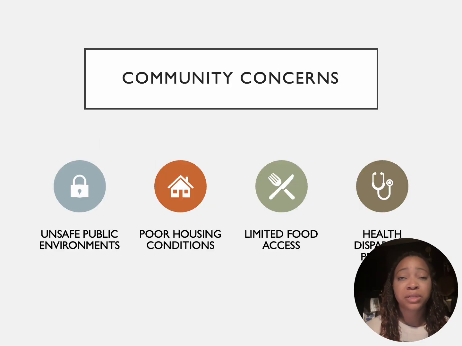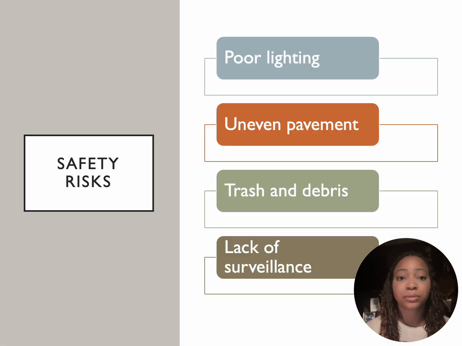The community assessment that I did before on a previous assignment helped to identify the priority health issues. In this case, unsafe environments, poor housing, and limited food access are key issues contributing to health disparities within Shadowville itself. Right now, we're going to look at the environment.